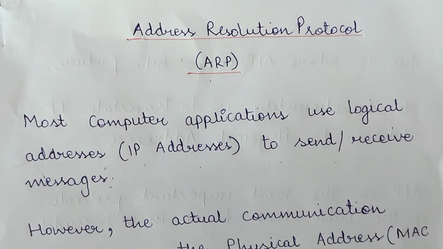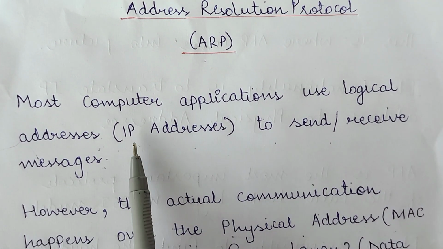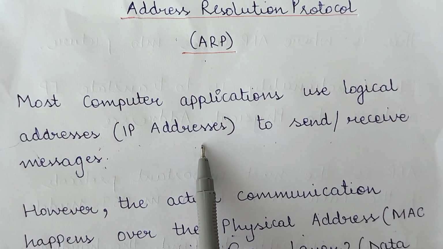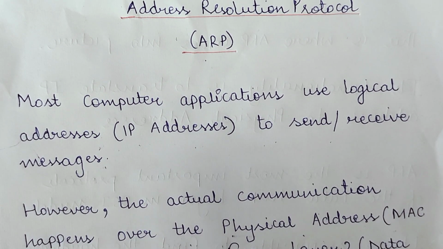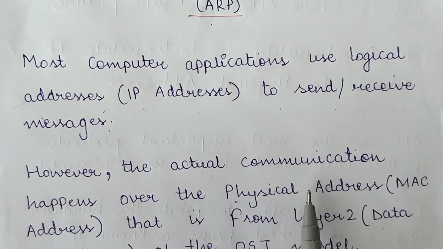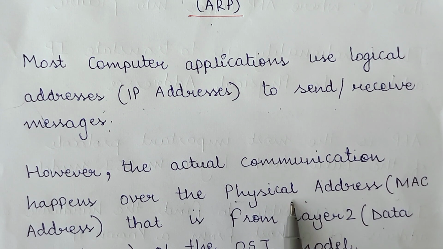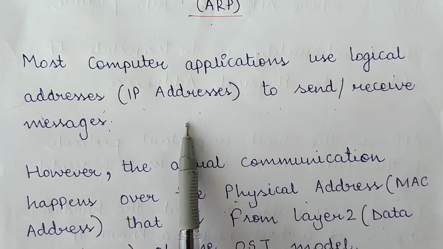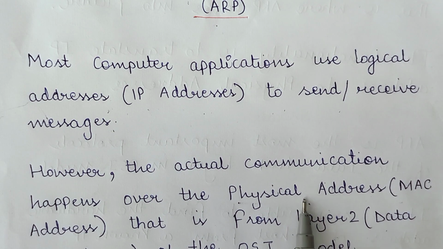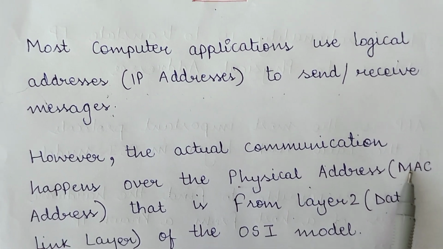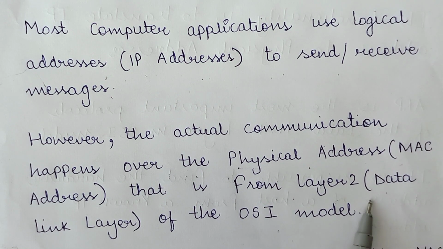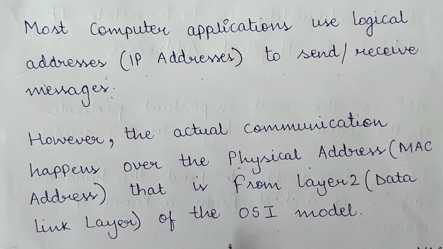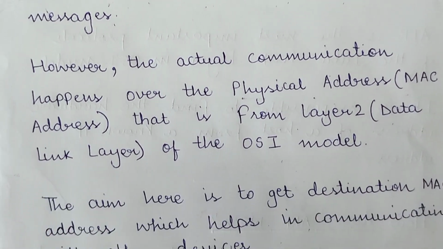Now most computer systems use logical addresses, which are also known as IP addresses, to send and receive data or messages. However, the actual communication happens over the physical address. That means the actual communication does not use the logical IP addresses; rather, it uses the physical addresses, which are also known as MAC addresses. That is from which layer? From layer 2, which is also known as the data link layer of the OSI reference model.